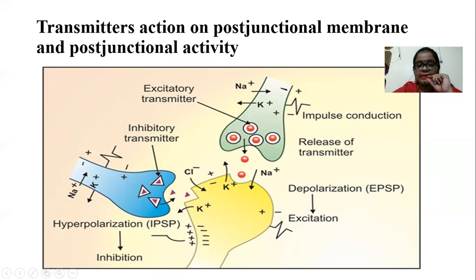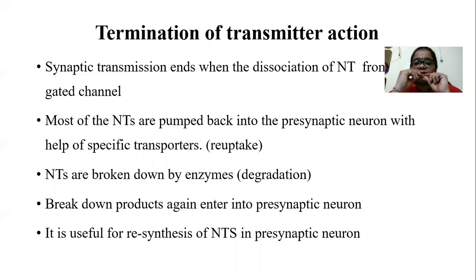Then termination. The termination consists of five steps. The synaptic transmission ends when the neurotransmitter dissociates from the ion gated channels. Then there is the reuptake process and the degradation process, and the breakdown product enters into the presynaptic neuron. That breakdown product is resynthesized in the presynaptic neuron. Overall, that process is known as neurohumoral transmission.